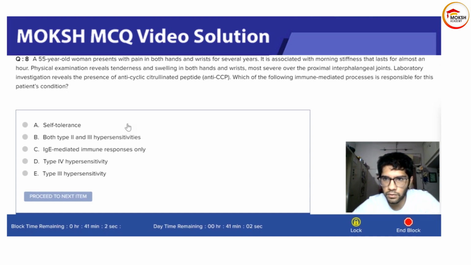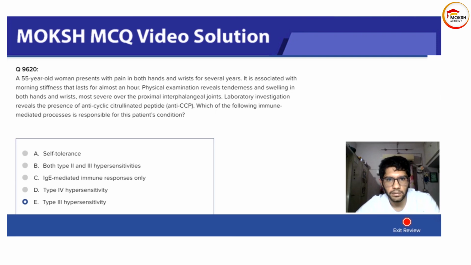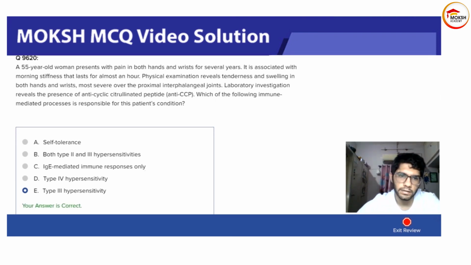Which of the following immune-mediated processes is responsible for this patient's condition? Okay, so it's talking to you about rheumatoid arthritis, and it's asking you which type of hypersensitivity reaction it is. And it is asking what is mediated. So this is also type 3 hypersensitivity.